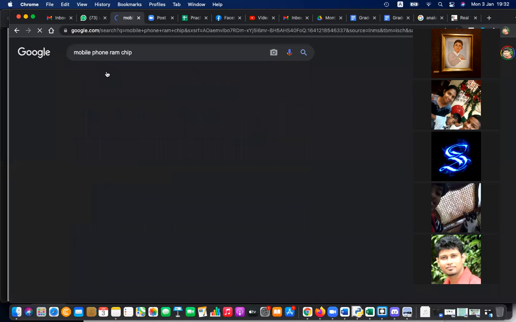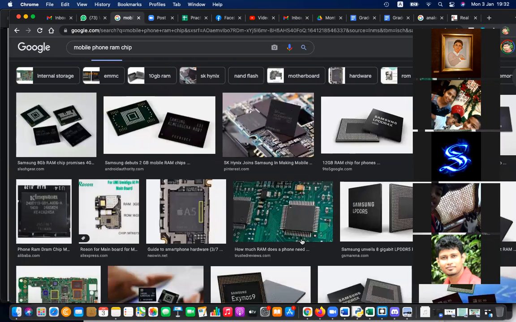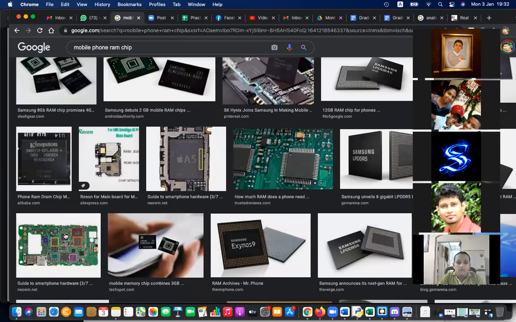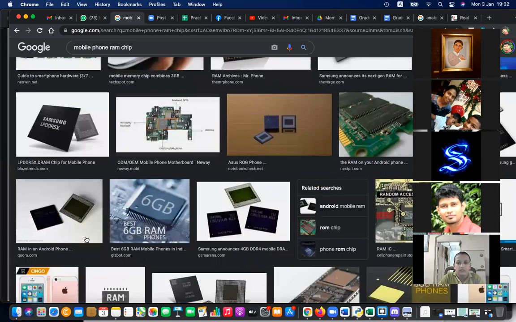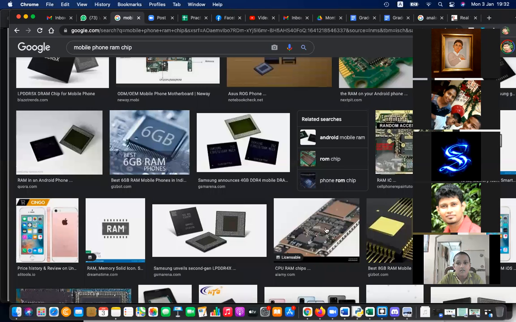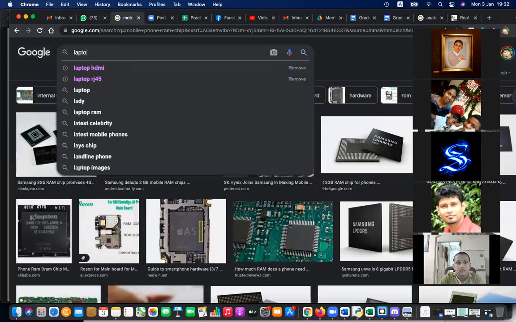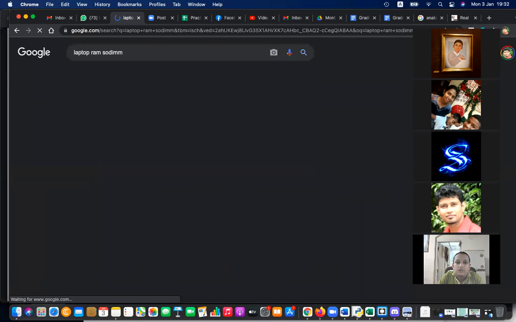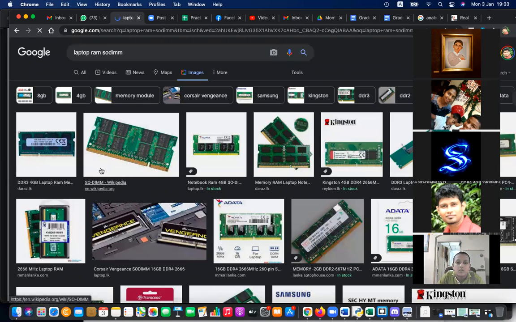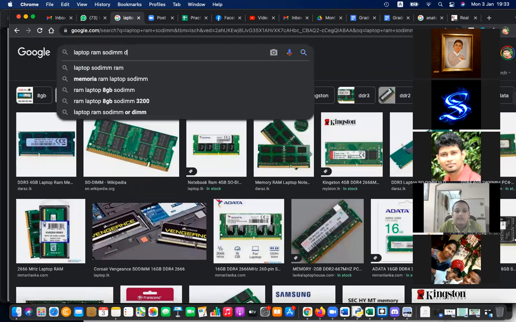So this is the RAM chip in mobile phones, a very small one. It's a chip embedded in the mobile phone board. But when it comes to a laptop RAM or the main memory, we call that SODIMM. It is smaller, right? It is quite smaller. You can see this is the laptop RAM. And let's compare this SODIMM with DIMM.